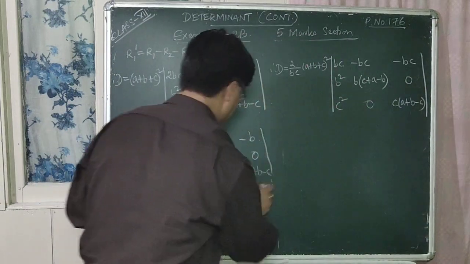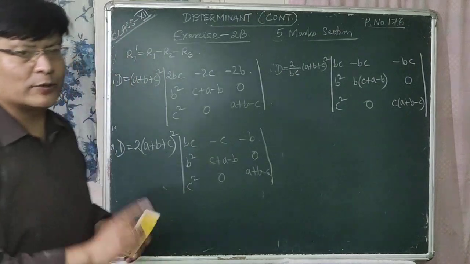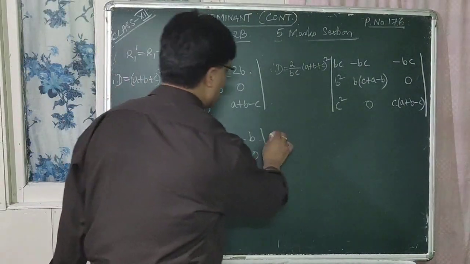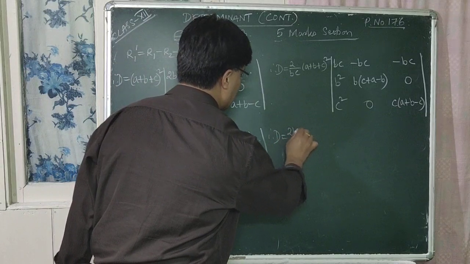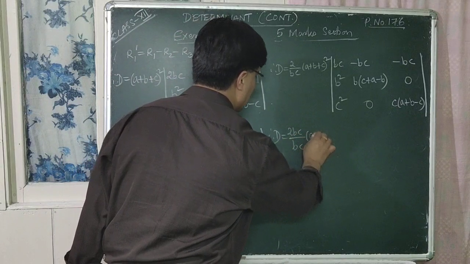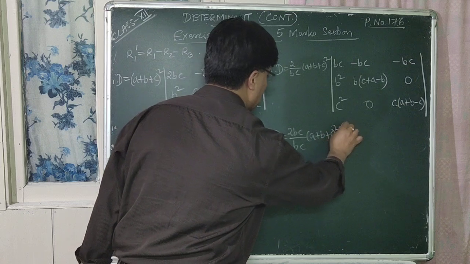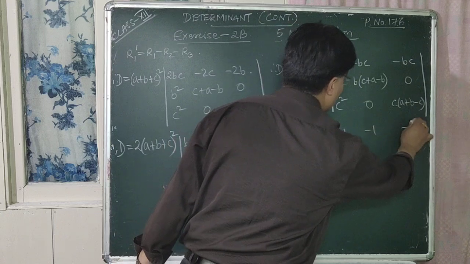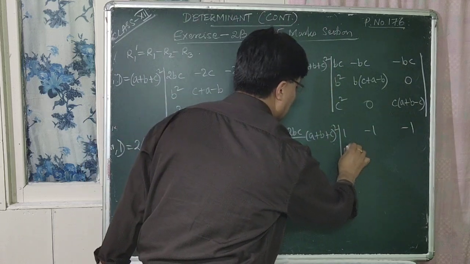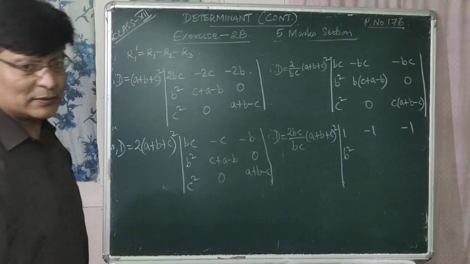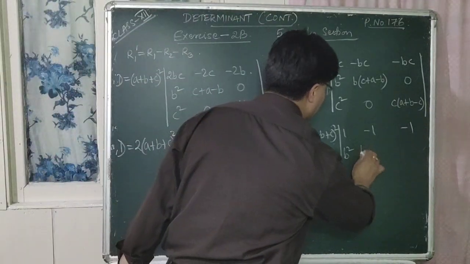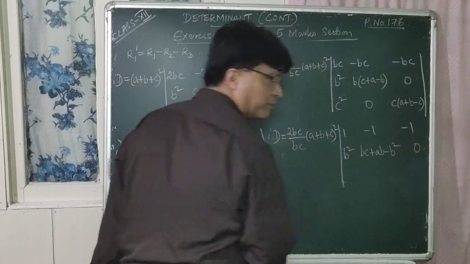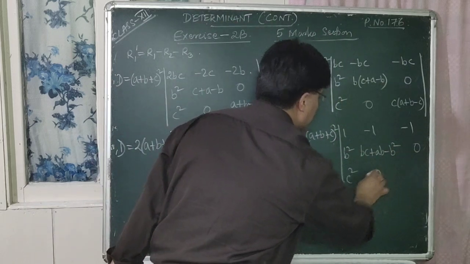So now you can take common from the first row. What is that common? BC. Therefore, D is equal to twice BC divided by BC into a plus b plus c whole square. What is the first row? 1, minus 1, minus 1. Next, it is b square. Now multiply by b there: BC plus AB minus b square. Then this is 0. Then this is c square, 0.